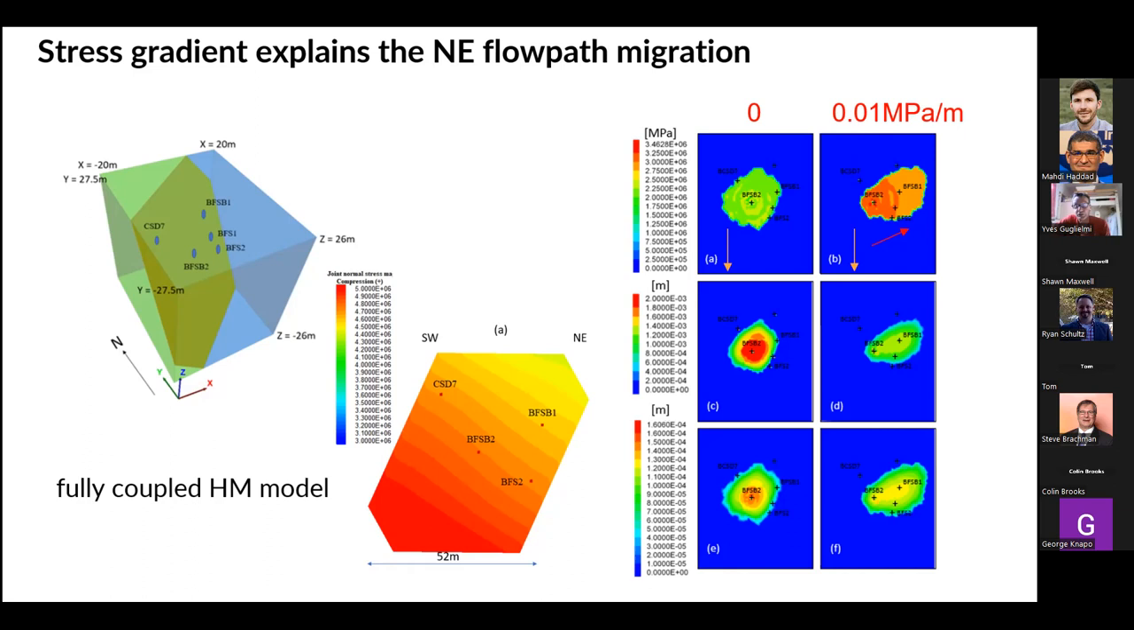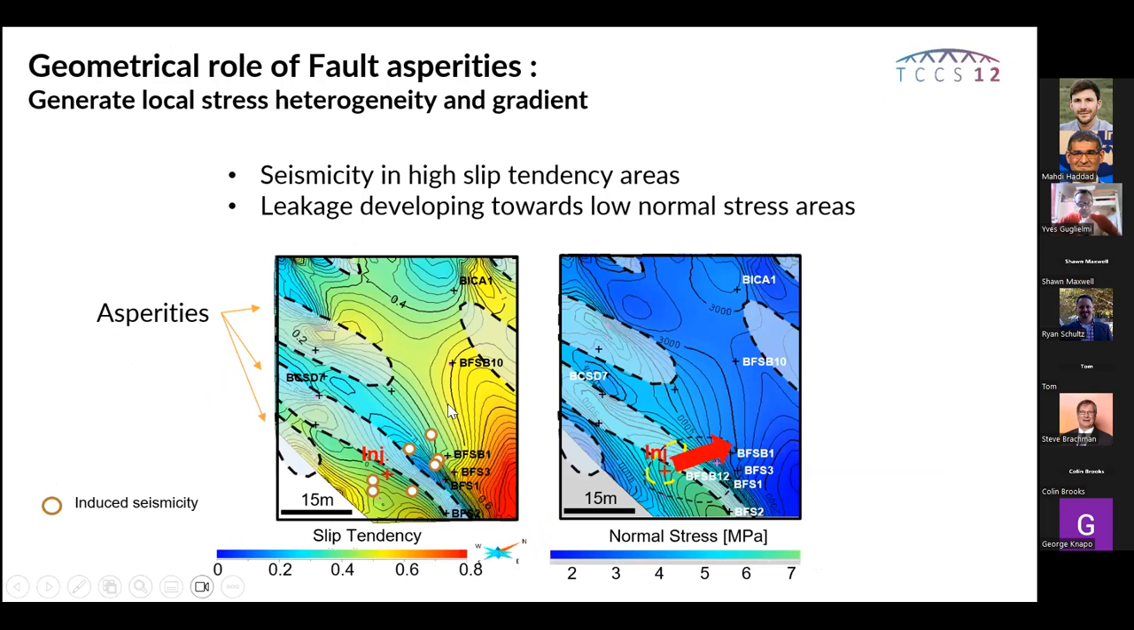So what does it mean, this kind of approach? It means that maybe the leakage is propagating not because of the stress, it's propagating because of a stress gradient between the injection point and at least the monitoring point at the scale of our experiment, which is about 50 meters that you see here. And where I want to come, if I can move to the next slide, is that it could match with the orientation of these asperities.